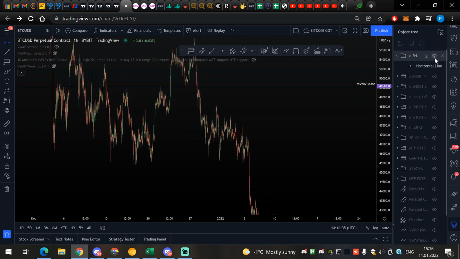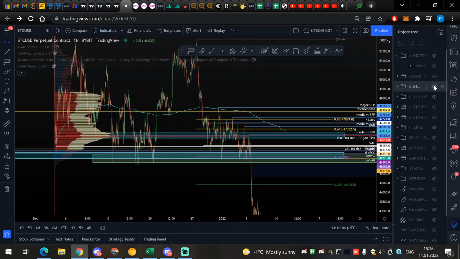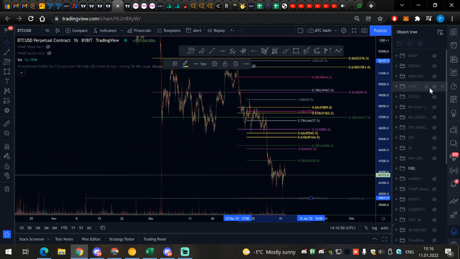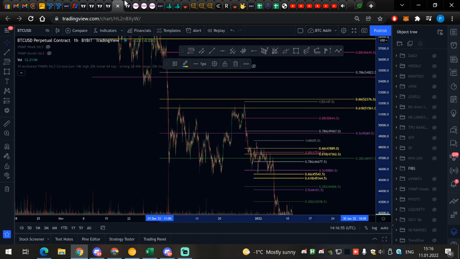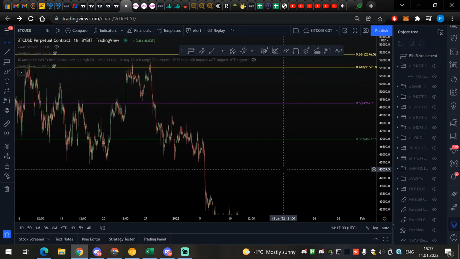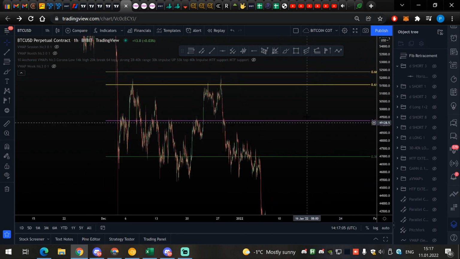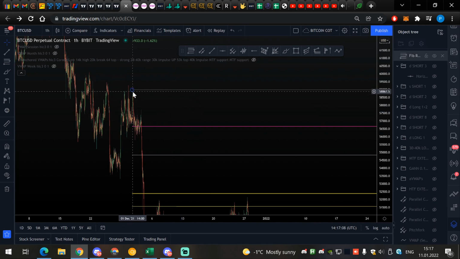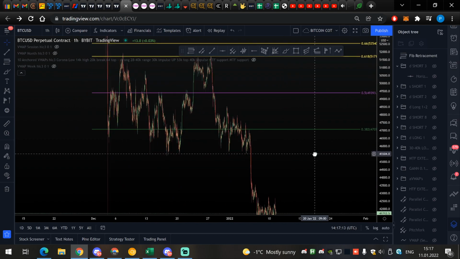That's done. And now we need these areas here because we have some things between 48,000 and 49,000. Let's go. FIPS. Pretty strong pool. Like this.